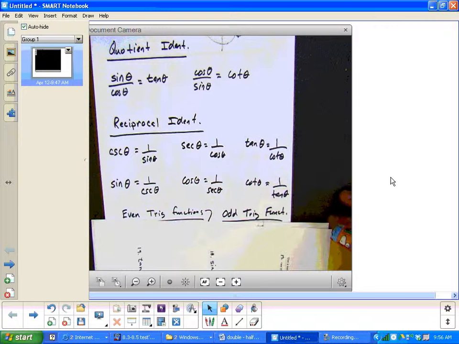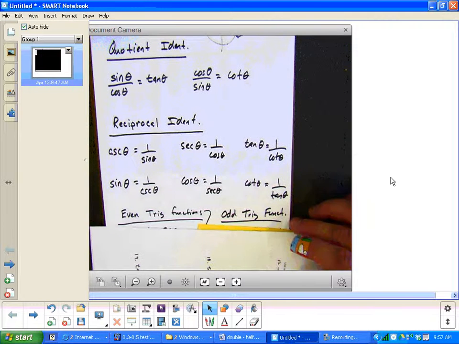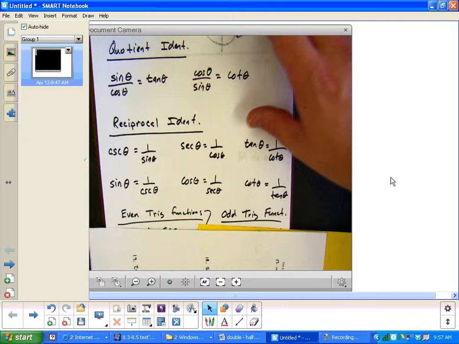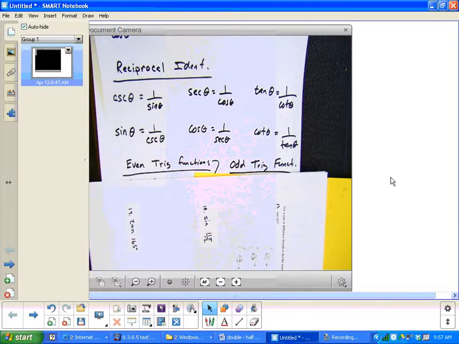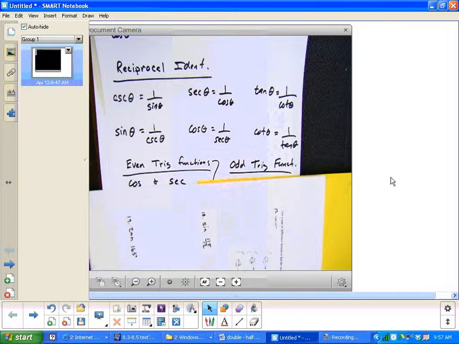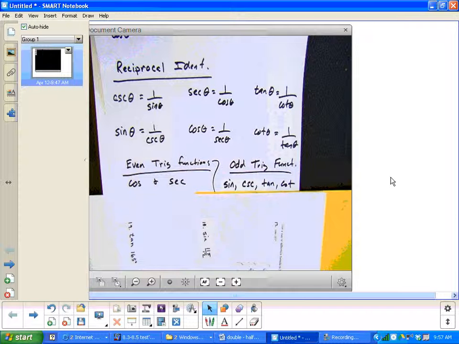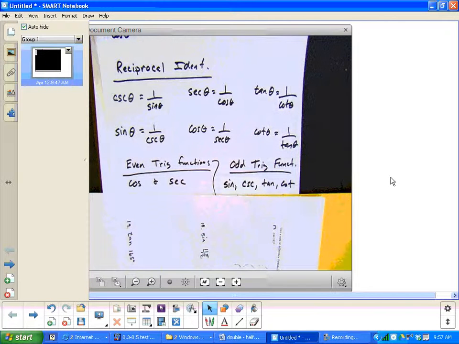All right, let's see if we know these. All right, our even and odd trig functions. Which ones are even? Right, cosine and secant are even. And so that's all we really need to remember. And we can just remember that the other four are the odd ones. Okay, so you got cosine and secant are even, and then the other four are odd.